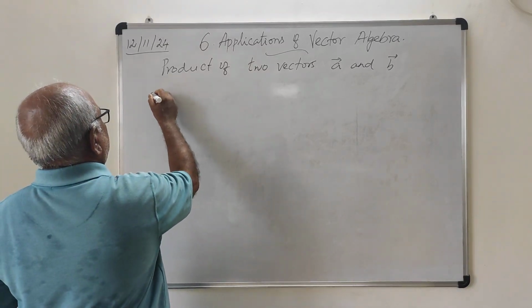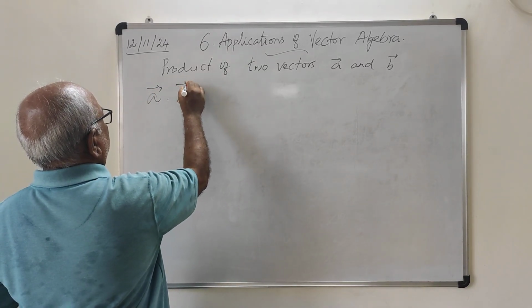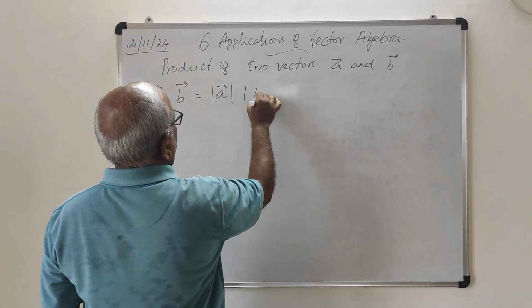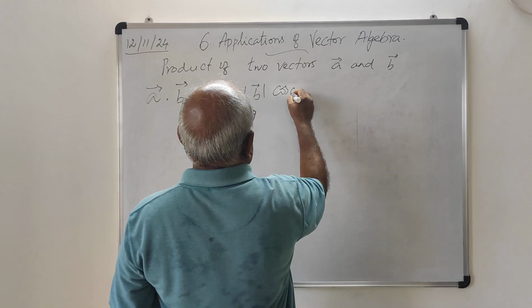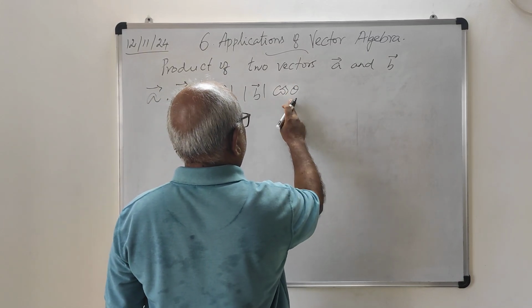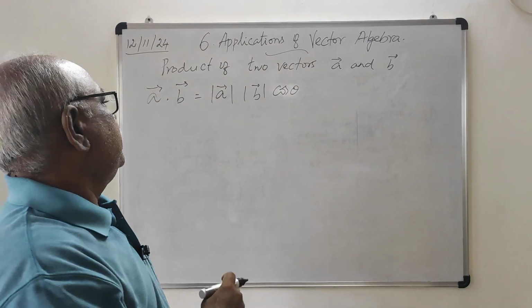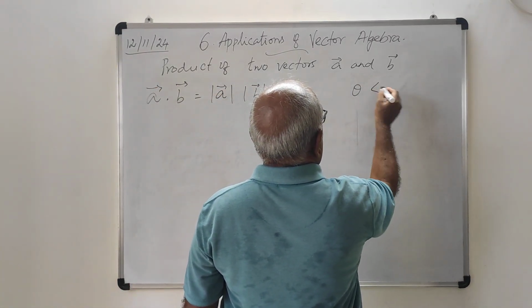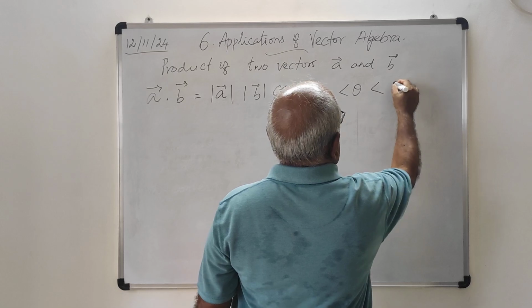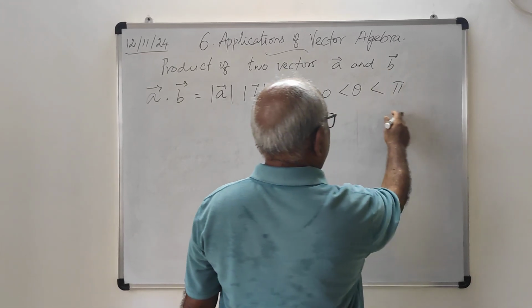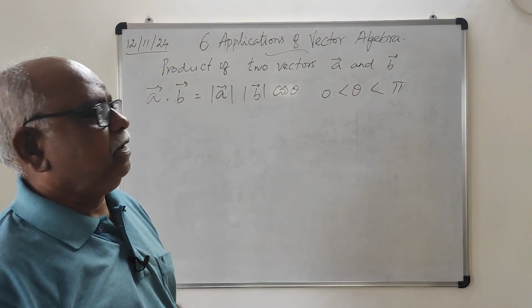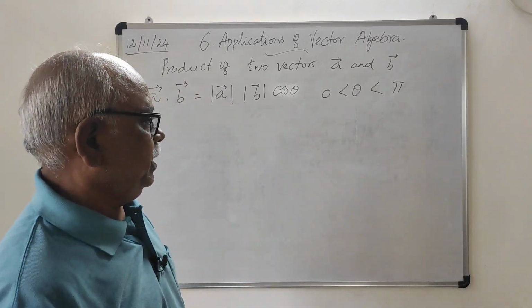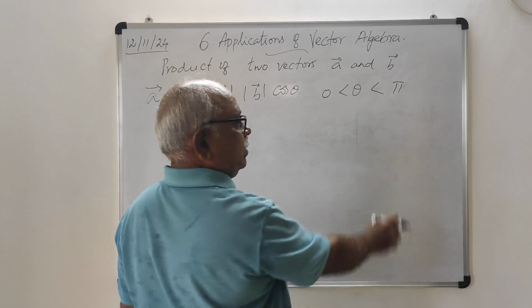Now we have defined what A dot B is: the dot product of two vectors. A dot B equal to modulus of vector A times modulus of vector B times cosine of the angle theta between vectors A and B, where theta is measured in the counterclockwise direction, and theta usually lies between 0 to pi, that is, 0 to 180 degrees. This is the nature of theta.